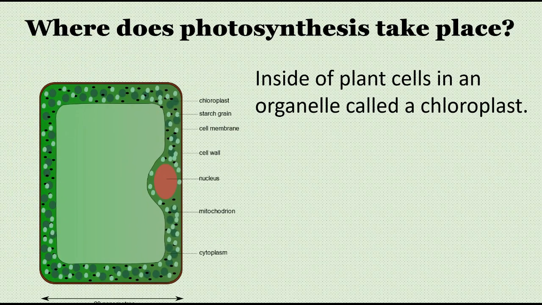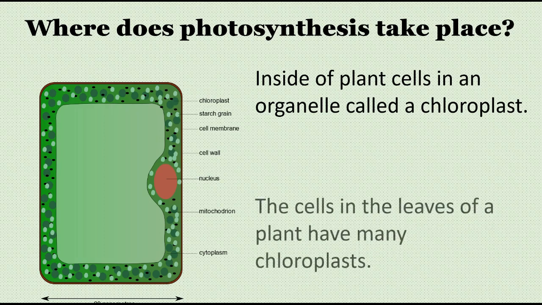Here's a plant cell. It's quite stylized. Giant vacuole in the middle. You can see the nucleus on the right-hand side. And then you can see all of the tiny green structures around the outside of the cell. Those are chloroplasts. Those are the organelles where photosynthesis takes place.